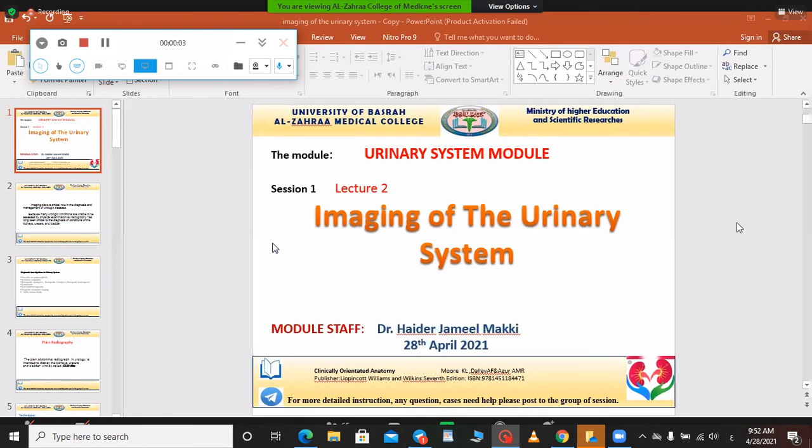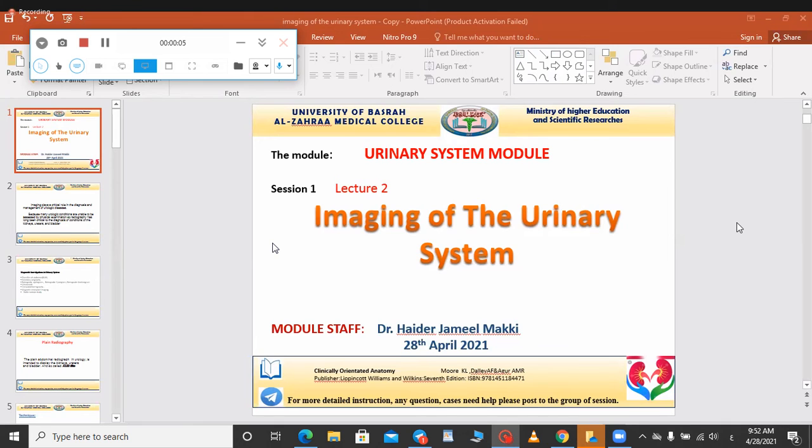نعم دكتور نسمع. السلام عليكم شباب، موجودين؟ وعليكم السلام ورحمة الله دكتور، موجودين.